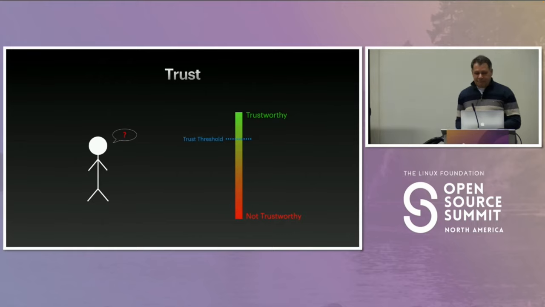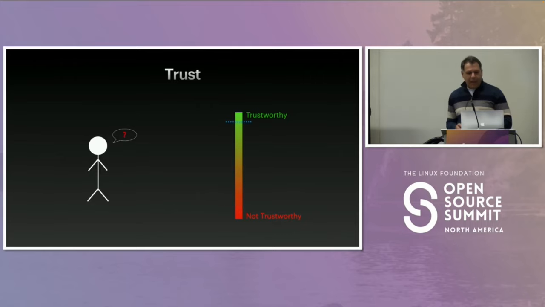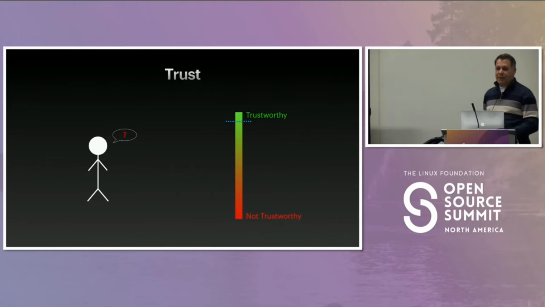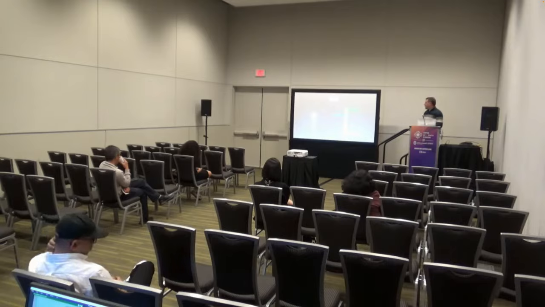I'm going to go back over here. That one, on the other hand, is a very high bar. You say, oh, I need a guarantee of something before I consider someone trustworthy. But perhaps we can compute what is the threshold for being trustworthy. How do we go about doing that?